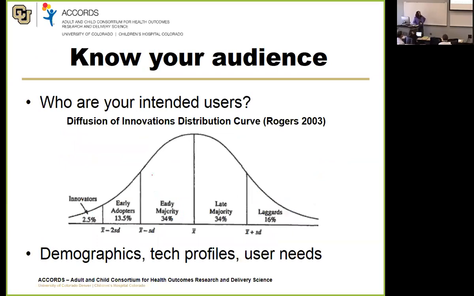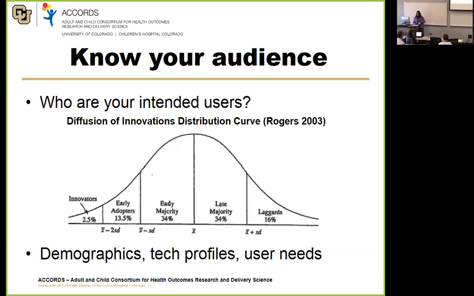In the general population, this has been proven time and time again according to diffusion of innovations theory, which originated in the 1960s in the field of agriculture, but has been discovered to be especially applicable to technology development and technology use. Your intended users are going to fall along this bell curve.